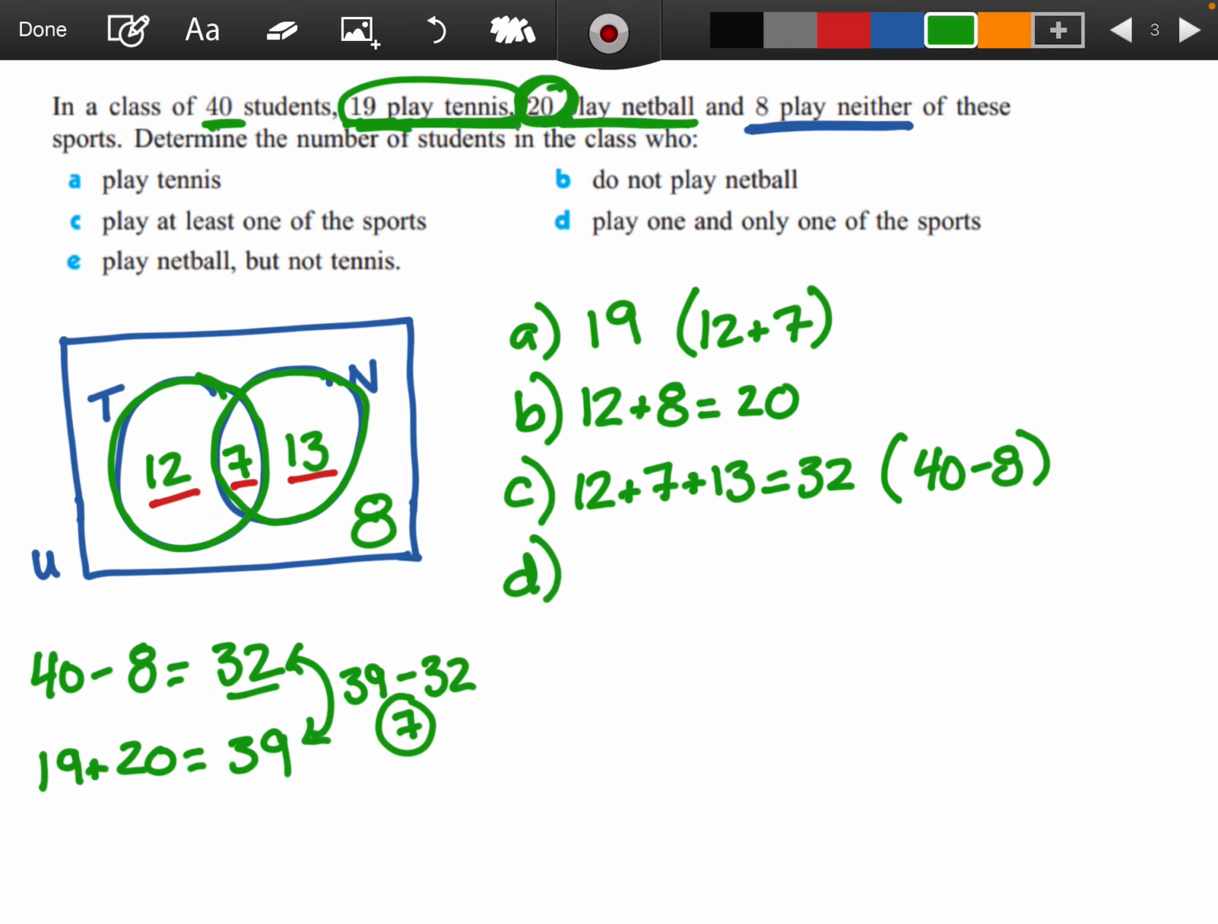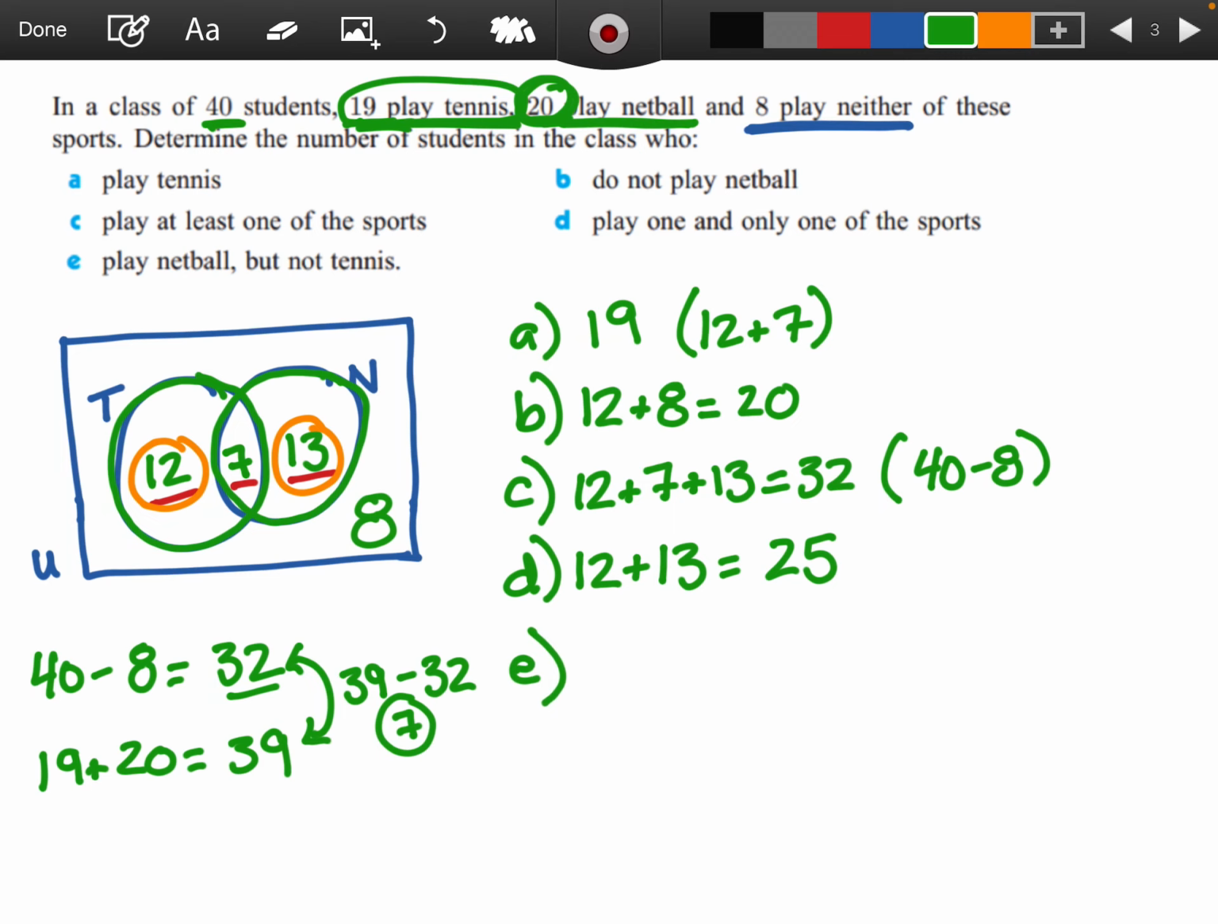D, play one and only one of the sports. So that's looking at just the people who are not overlapping in the circles. So one and only one is going to be our 12 who play tennis, our 13 who play netball. So that gives us 25 who play one and only one.